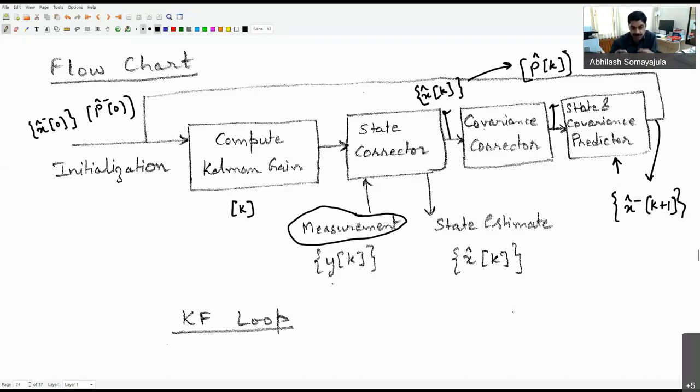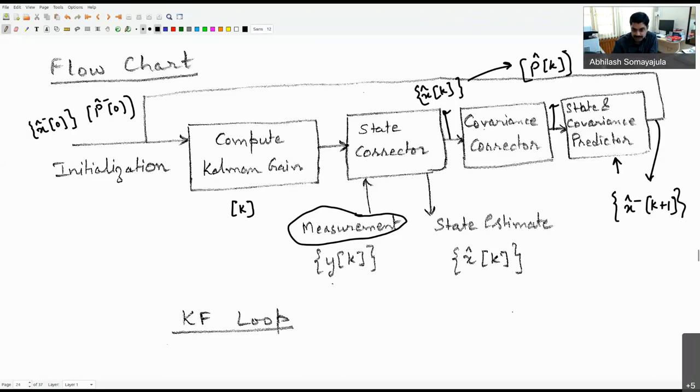So as long as I have a provided initial condition, I can keep integrating forward based on whatever inputs are coming in, which are in the form of measurements from the system. Is everybody at least following roughly what is going on in the loop?